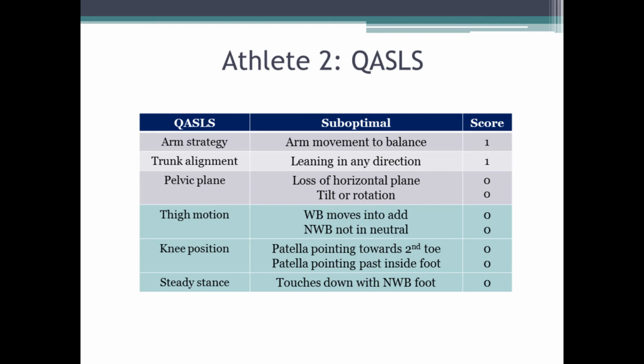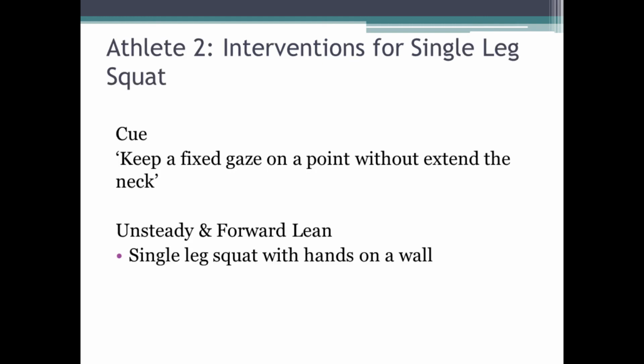In summary, the athlete scores 2 out of 10 in the single leg squat, and uses the arms to balance and leans forward before the thigh parallel position. The athlete is cued to keep a fixed gaze on a point without extending the neck to discourage a forward lean. Also, the athlete is given a single leg squat with hands on a wall to learn how to control the single leg descent in a safe manner.